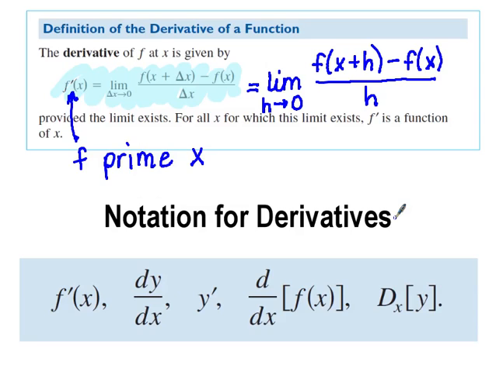Okay, you have f prime x, which is probably used the majority of the time. You also have dy dx, which is pretty important because we will get to this when we do something known as implicit differentiation in section 6. Okay, y prime, because you know that y and f of x are interchangeable, so that's another way. D dx, what that d dx means is the derivative with respect to x.